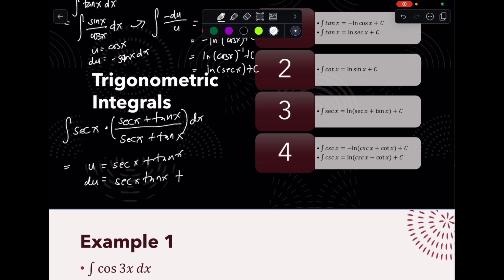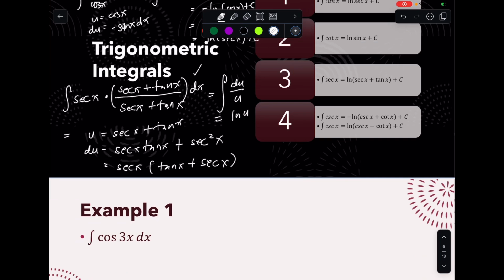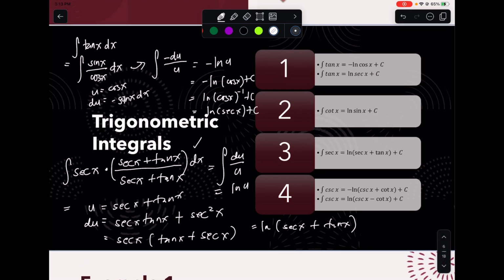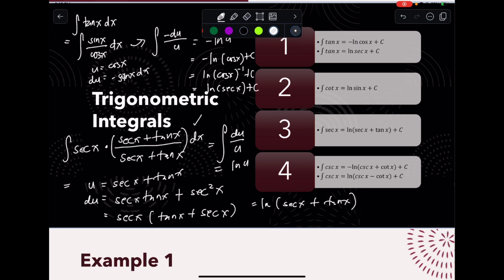And then the derivative of tangent x is secant squared x. So once we factor out secant x, that would give us secant x times tangent x plus secant x, which is exactly the numerator. So this one becomes du over u, which is simply ln u. And now we have the ln of secant x plus tangent x. Okay, so that is how the integral for secant was derived.